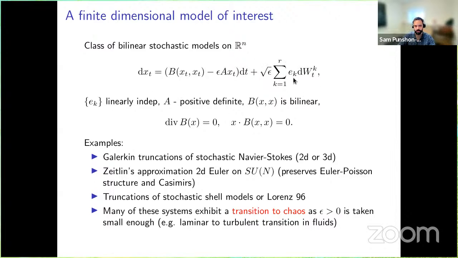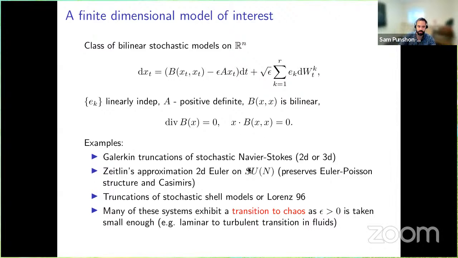We're going to assume that the noise directions we pick are just constant vectors, and they're linearly independent. Moreover, we assume this bilinearity conserves volume, which is what happens, for instance, in the case of the Euler equations. It's also energy conserving, which means that if I only took the equation x dot equals b of x, x, it preserves the magnitude of x. So everything for that deterministic equation is constrained to the sphere.